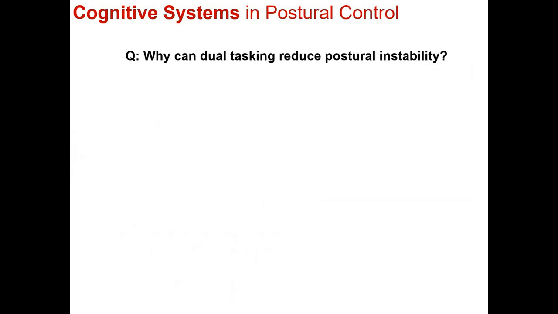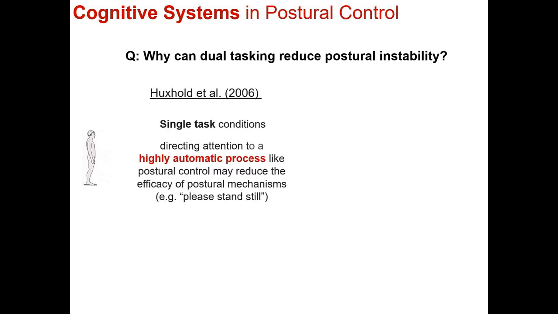So how do we explain this quite curious finding, where we're seeing that doing a cognitive task while standing can actually improve balance? Huxhold et al. interpret their finding in the following way. In the single task condition, where participants have no secondary cognitive task, they propose that the participants are directing their attention towards what would normally be a highly automatic process. We do not normally consciously focus on the act of standing up while we're standing up. And, as the motor learning literature suggests, doing this may actually reduce the efficacy of postural control mechanisms.